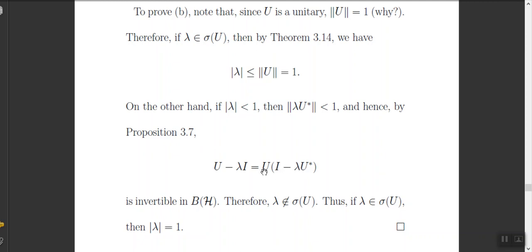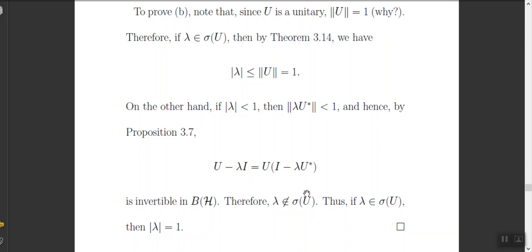U is also invertible, right? Because U is a unitary operator, and the inverse of U is U star. So the product of two invertible operators is invertible. But the product of these two becomes U minus lambda I, since U star U is I. So U minus lambda I is invertible. But when you say U minus lambda I is invertible, what does it mean? It means lambda does not belong to the spectrum.